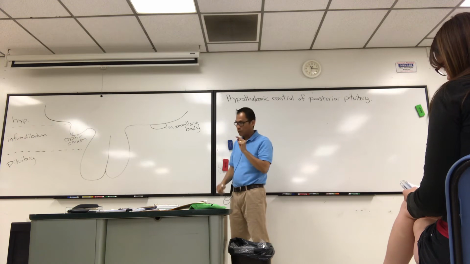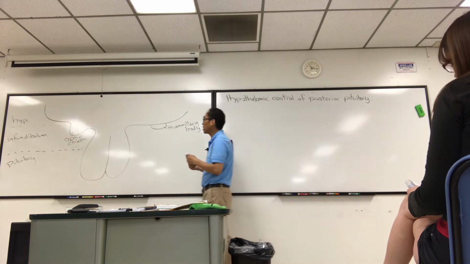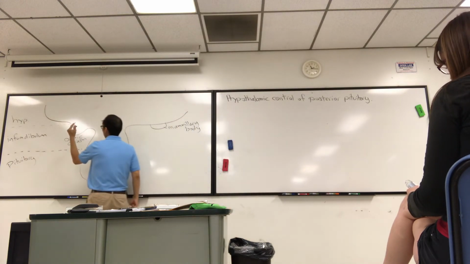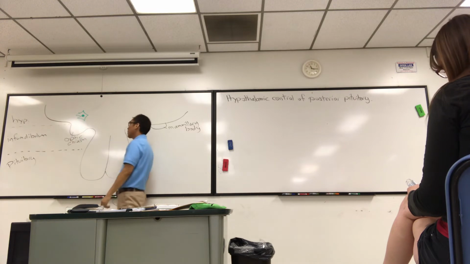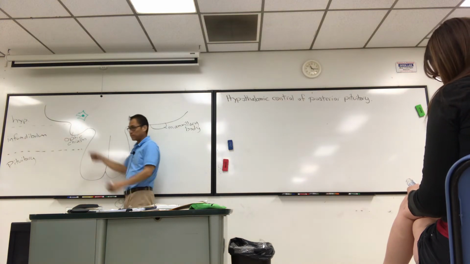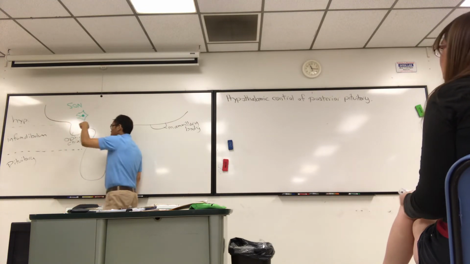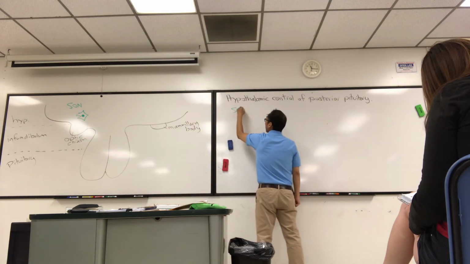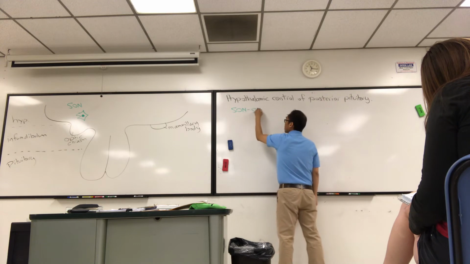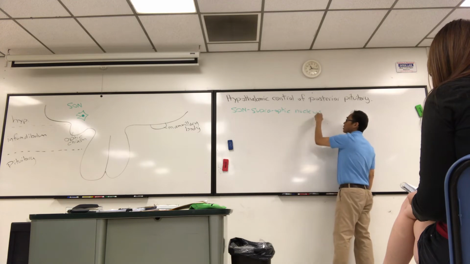There's one cluster of cell bodies called the supraoptic nucleus. I'm going to draw a cell body, a neuron, right there above the optic chiasm. The name of the nucleus is SON. There's a bunch of cells, but I'll just draw one. SON is supraoptic nucleus.